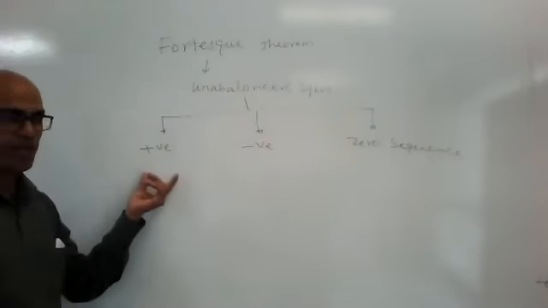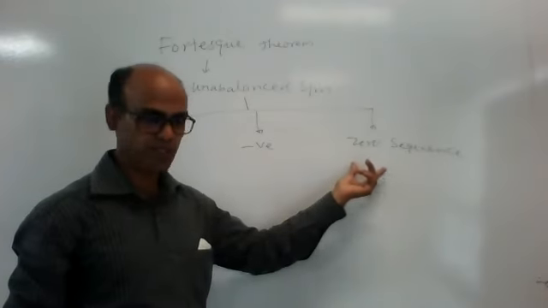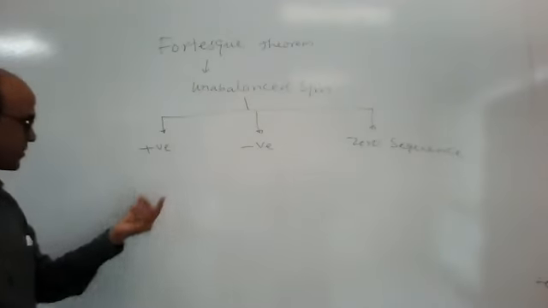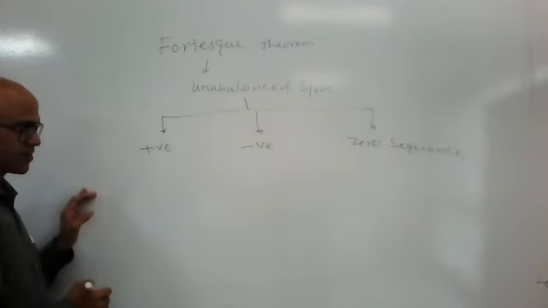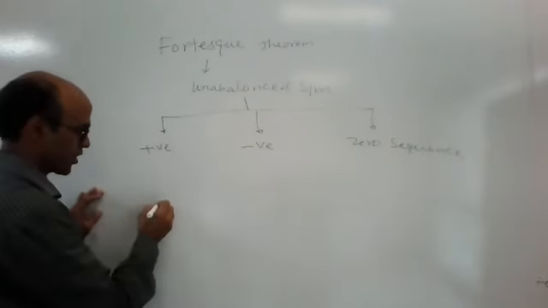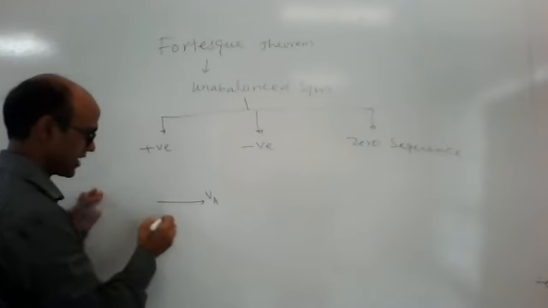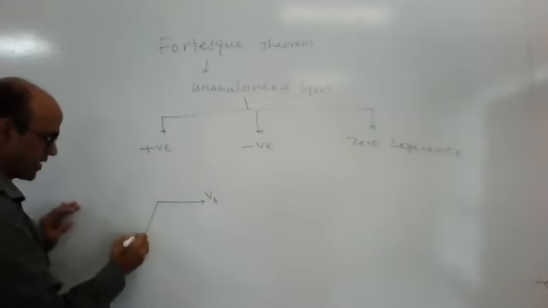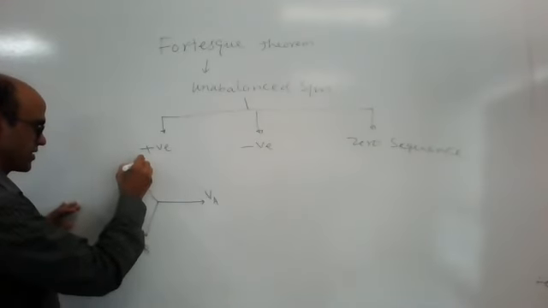Positive sequence component, negative sequence component, and zero sequence component. Positive sequence means this is the same as our original system sequence. Our original system has a phase sequence. Suppose this is a voltage, then this is the A phase voltage, B phase voltage and C phase voltage.